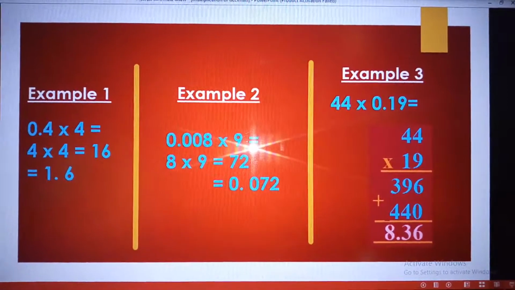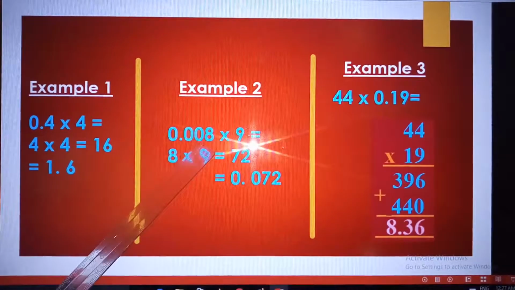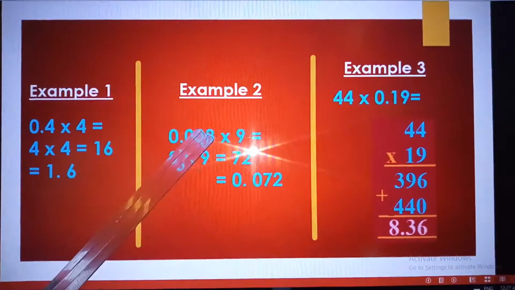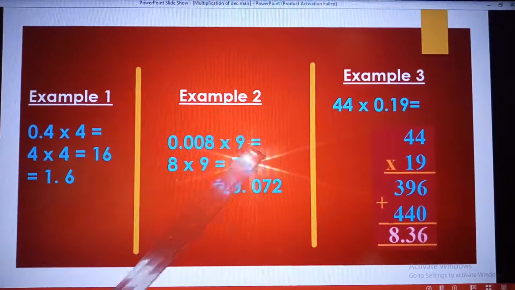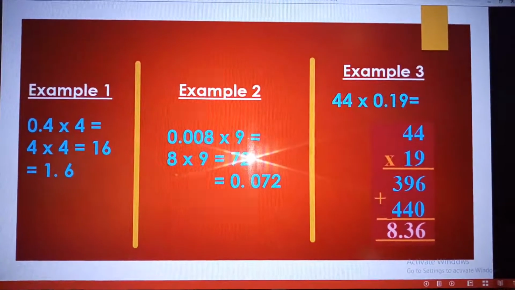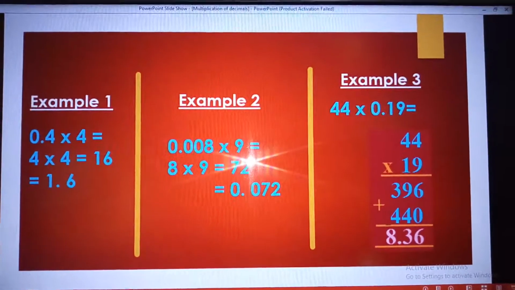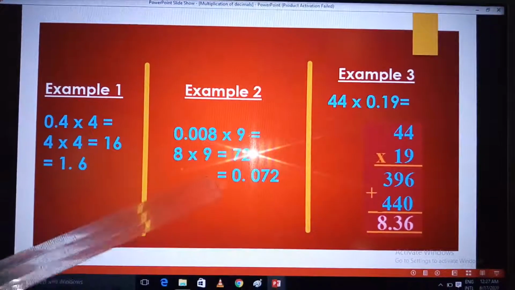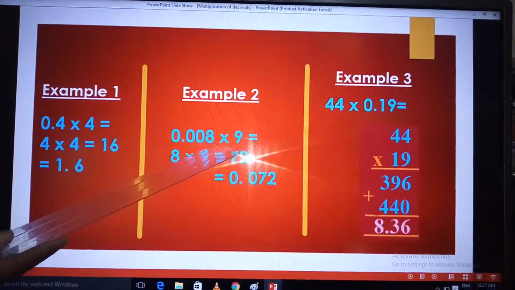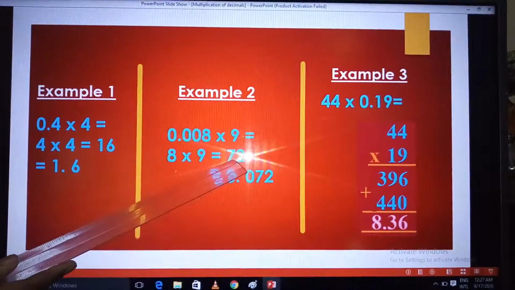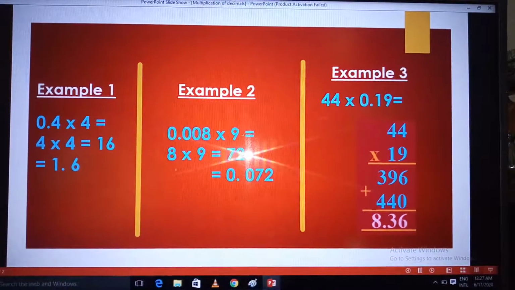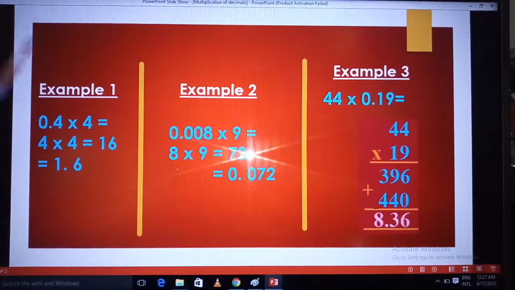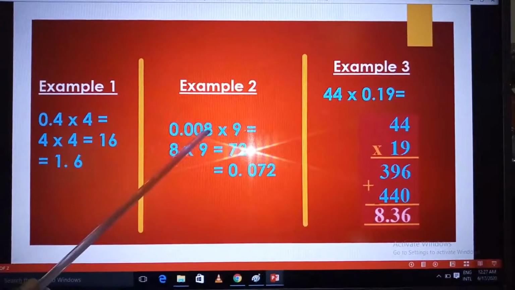Now in example 2, we have 0.008 multiplied by 9. This is a decimal number multiplied by a whole number. We follow the steps as we've seen previously. We forget about the decimal point and multiply the whole numbers that you can see. So I'm going to multiply 8 times 9. We get 72. Then go back to the question and count the number of decimal places after the decimal point. So we have 1, 2, 3.